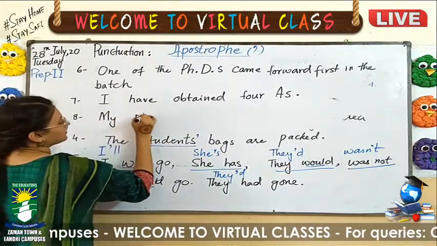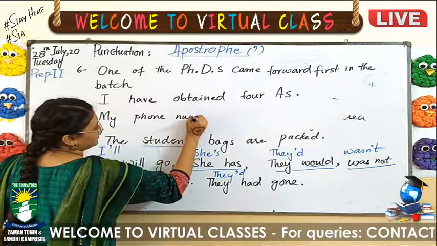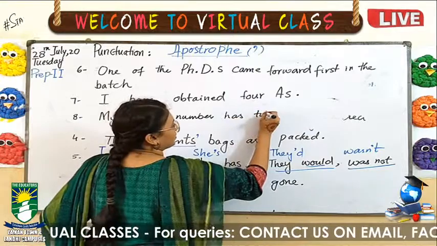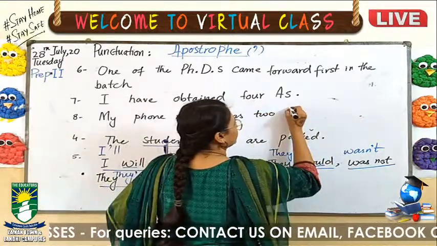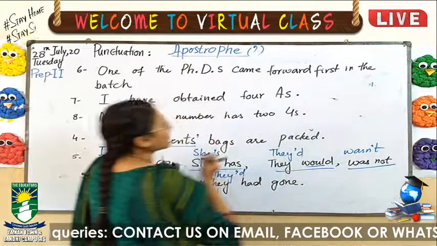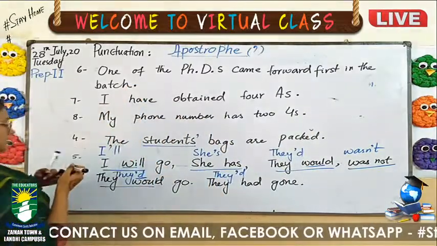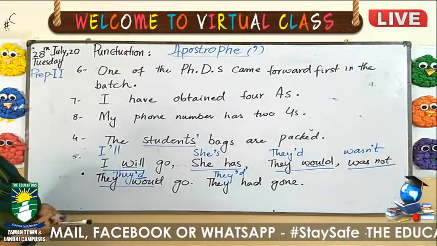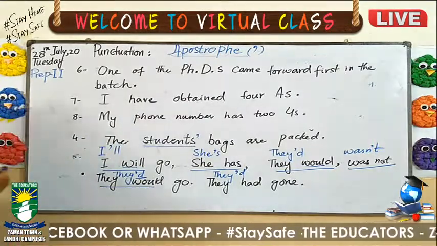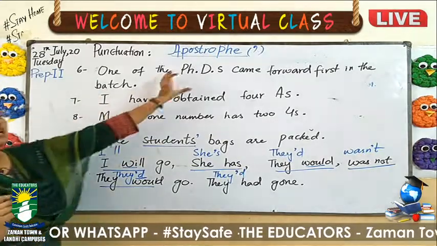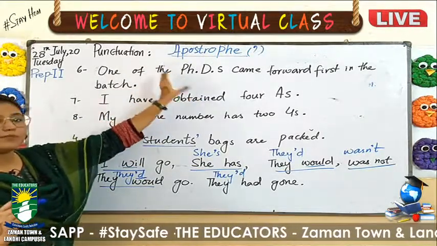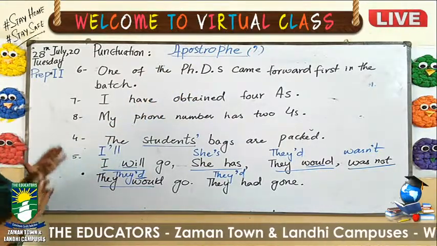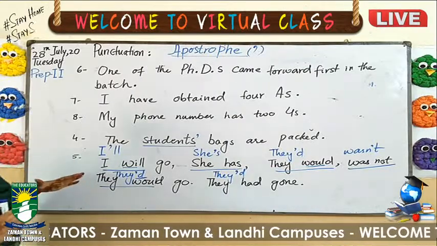My phone number has two 4's. So in these sentences, this is the third usage of apostrophe. In three of the sentences we use apostrophe to separate the S. It will become plural. The numbers, letters or abbreviations I have written are in plural, so we separate the S from them.